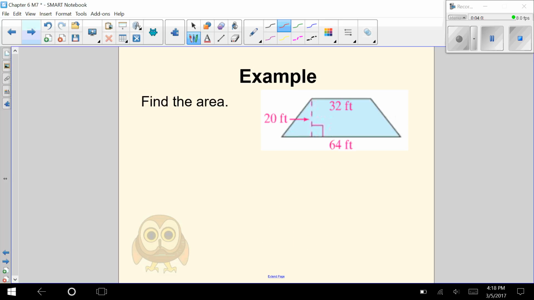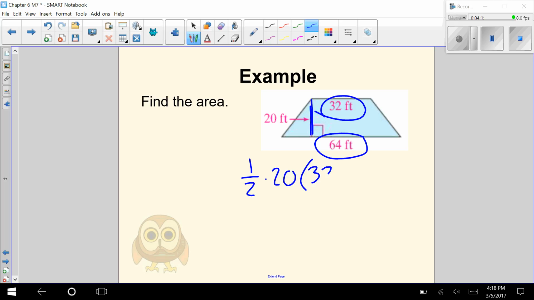Try this one. All right, to do this one, our height is 20. Our bases are 32 and 64. So our area is 1/2 times 20 times 32 plus 64. 1/2 times 20 is 10. 32 plus 64 is 96. 10 times 96 is 960 square feet.